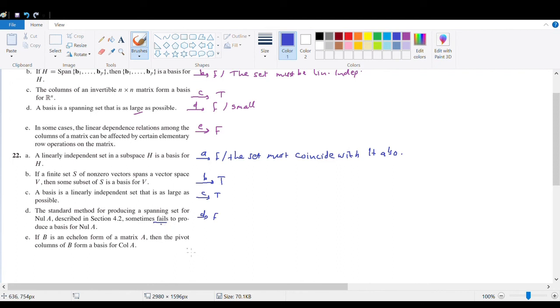In E, if B is an echelon form of a matrix A, then the pivot columns of B form a basis for Col A. This one is false. We said the pivot columns of A form a basis for Col A, not the pivot columns of B. So this one should be A, not B.